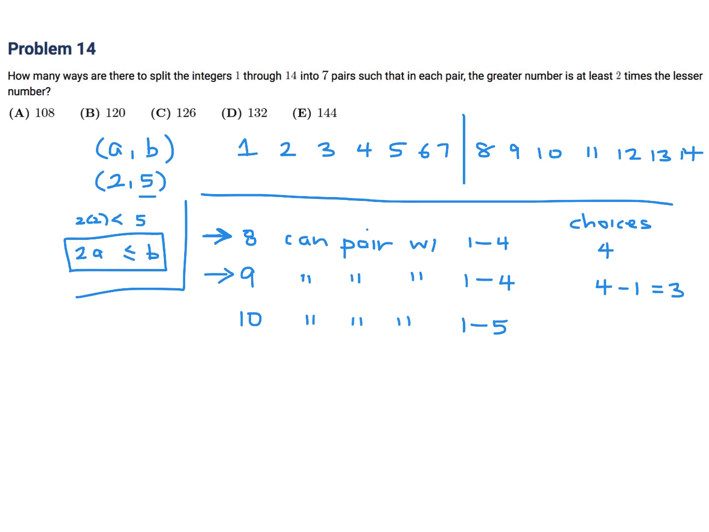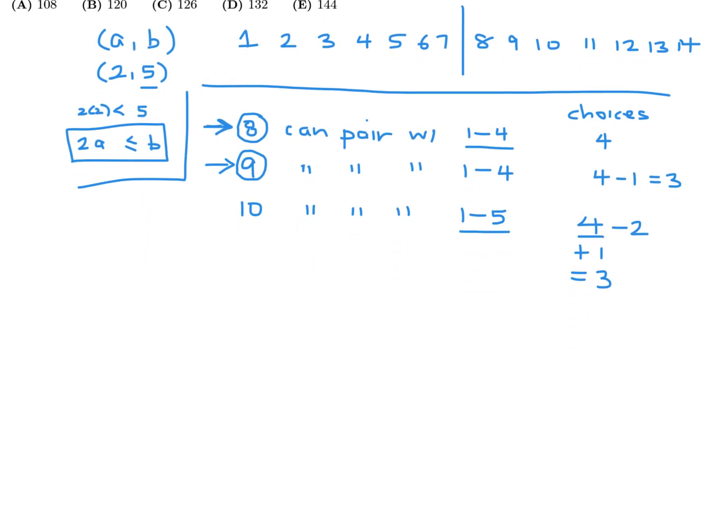So from the first 4 numbers we subtract 2, and then we add 1 for the 5, right? Because of the numbers 1 through 4, one has already been chosen to pair with the 8, and one has been chosen to pair with the 9. We've taken away 2, and then added the number 5 as a new number that can pair with the 10. So that's why the plus 1: 4 minus 2 plus 1, and that's 3. All right, so this is the system we have to go through here.